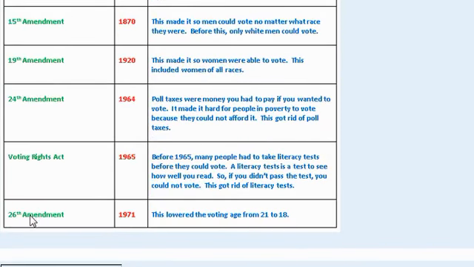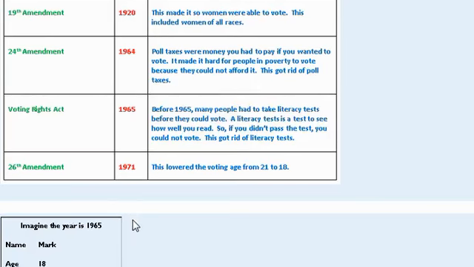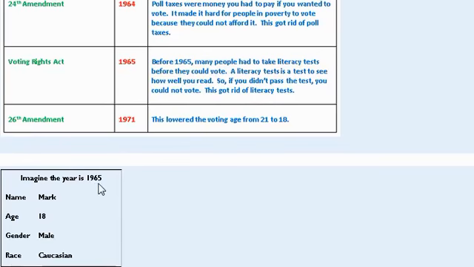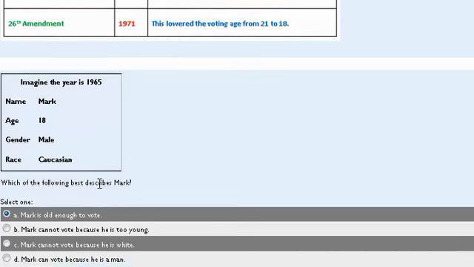and we look at the 26th Amendment, we know that 18-year-olds didn't get the right to vote until 1971. 1965 is before 1971. Therefore, we know that Mark was not able to vote in 1965 because the 26th Amendment hadn't been passed yet. So the answer would be Mark cannot vote because he's too young. In 1965, 18 was too young to vote, so that's why Mark can't vote.